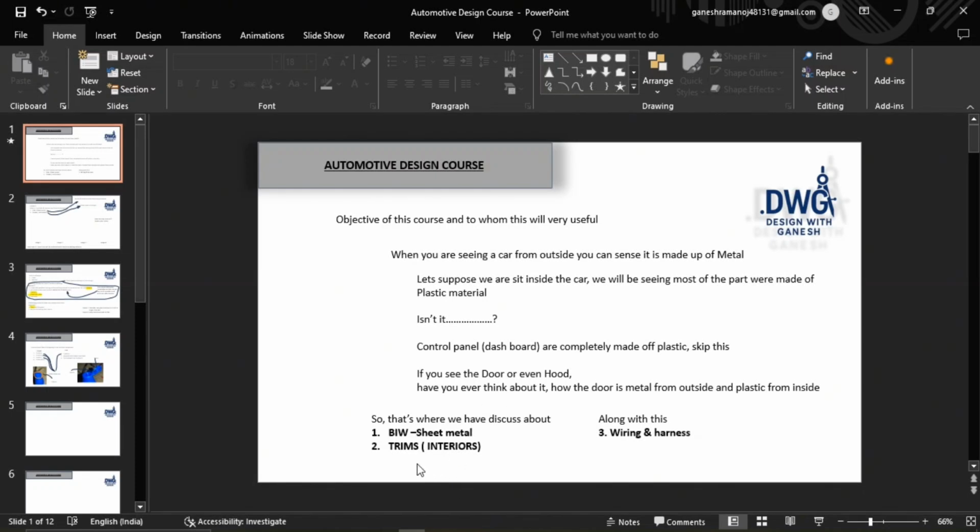The next thing is trims. Trims are nothing but plastic products. When you talk about the door and hood, the outer part made of metal we call a BIW part, and the inner one is a plastic part, which you can say is a door trim part. Both are attached together to make one door module, right? In this way there are a number of components and modules in the automotive industry.